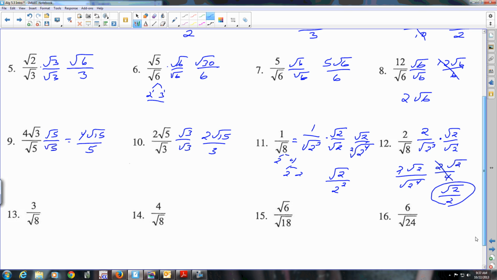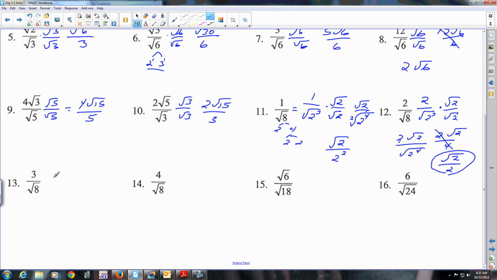All right? This is 3 over the square root of 2 cubed. I'm going to multiply by the square root of 2. So I have 3 square roots of 2, and again, slowing it down, 2 to the 4th. So I have 3 square roots of 2 over 2 squared. Now, you guys are welcome to leave it as 2 squared or write it as 4. I don't really have a preference.